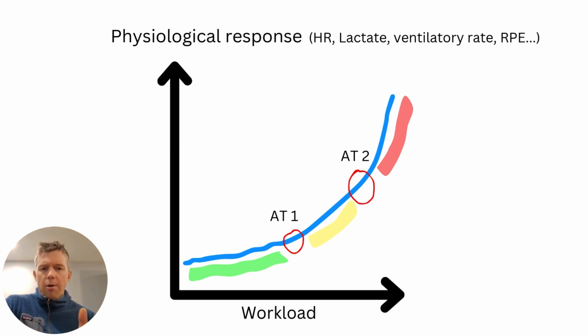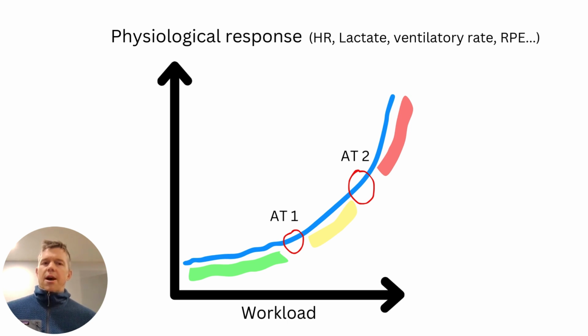So below our aerobic threshold, that's what we call our green zone here at Alpine Endurance. And on a Garmin traditional 5-zone model, that's going to be zones 1 and 2. Yellow zone in between our 2 thresholds, that's going to be zone 3. And the red zone above anaerobic threshold, that's zones 4 and 5.